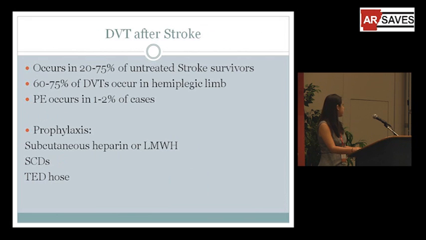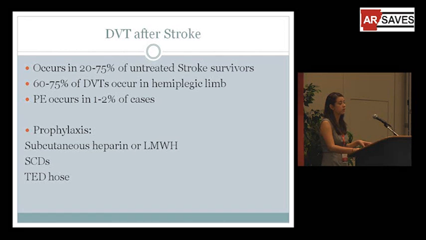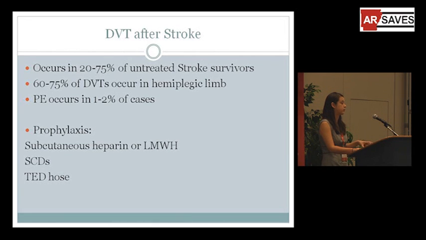And then DVT, like I mentioned earlier, anybody who has lower extremity swelling or any extremity swelling needs to be evaluated for DVT because it does occur in about 20 to 75% of patients after stroke. And most of the time it is in the hemiparetic limb, although it has been seen in the unaffected side as well. And then pulmonary embolus occurs in 1 to 2% of these cases. And if it does occur, most often it occurs within that first week after the acute stroke.